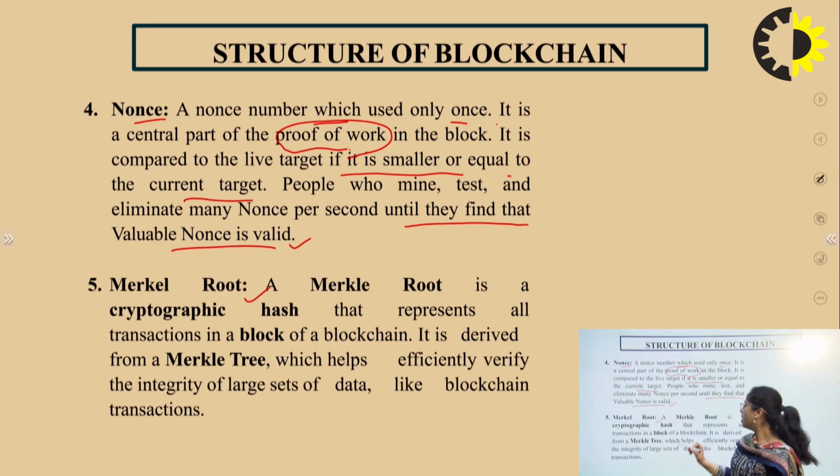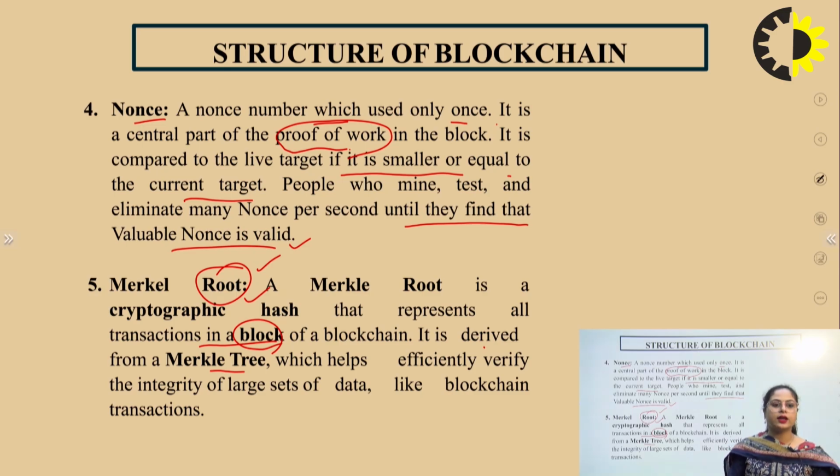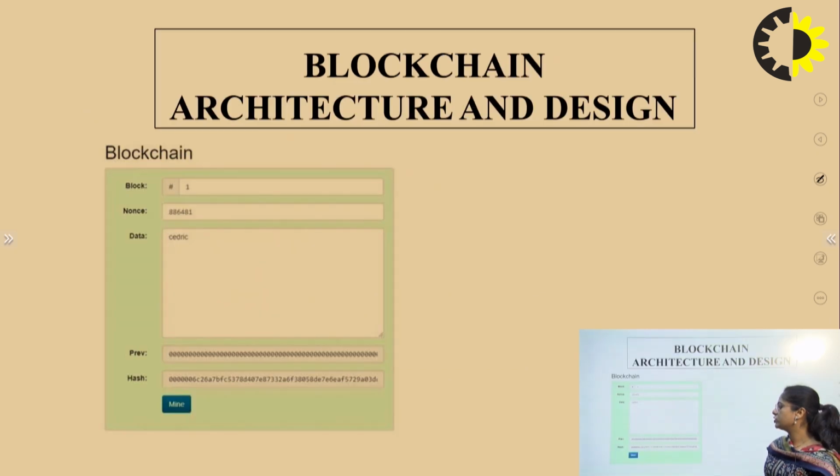After that, the Merkle root. The Merkle root is a cryptographic hash that represents all transactions in the block of the blockchain. It is derived from a Merkle tree. Okay, here in this Merkle root, all the transactions are stored. What exactly transactions are done in the block will be stored in this Merkle root. It is derived from the Merkle tree, which helps efficiently verify the integrity of large sets of data like a blockchain.